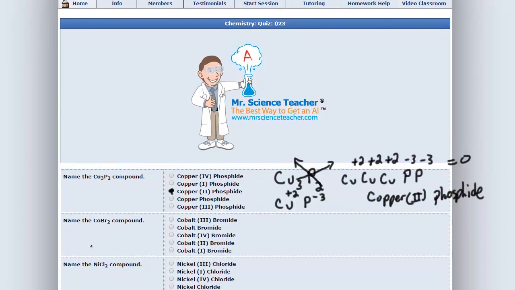Okay, so the next one is COBr2. You have to name that. So we have a Co and a Br and a Br. Well, bromide has a charge of -1. We have to get to 0. There's only one of these. That means that this has to be a +2. So +2 -1 -1 is 0. We have cobalt 2 bromide.